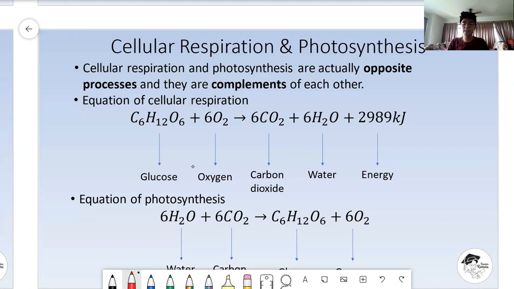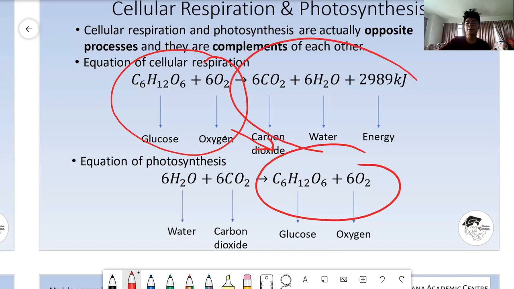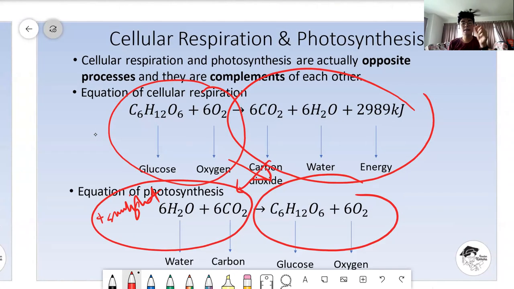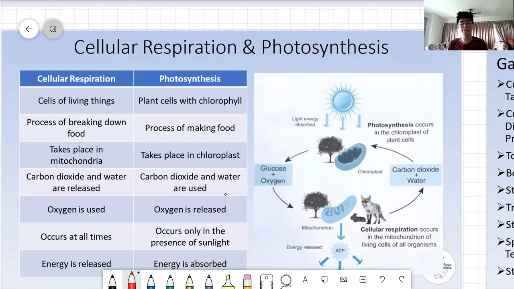So you can see that, like I explained just now, glucose and oxygen from cellular respiration will move to the back. Carbon dioxide, water, energy will move to the front. Here, add sunlight, or solar energy. So that is what will give you your equations. So this is the why. When you are doing cellular respiration, the plant is doing photosynthesis. When the plant is doing respiration, when the plant is doing photosynthesis, you are doing respiration. So inverse. Now, this is a comparison table.